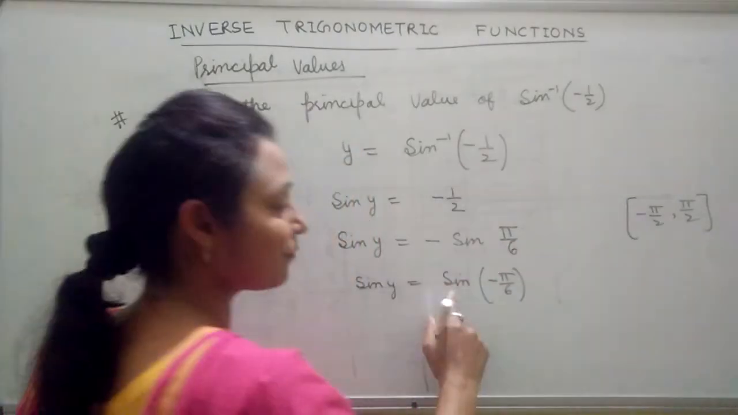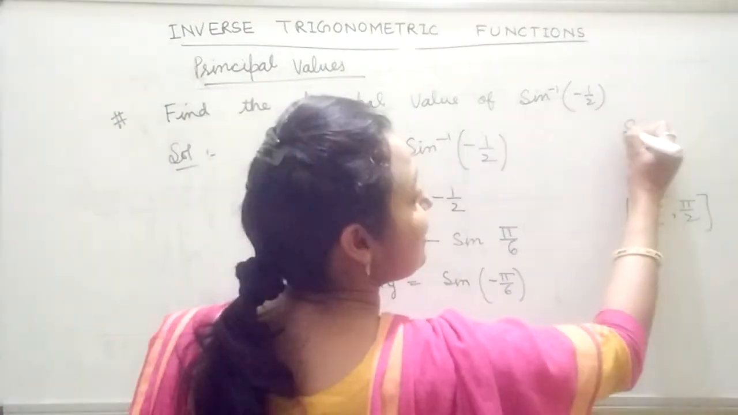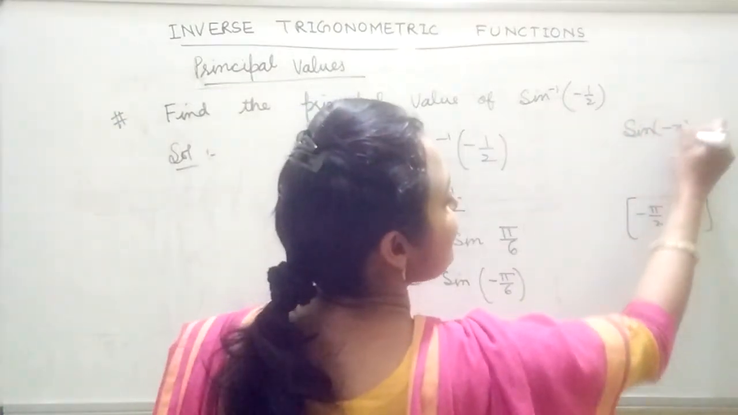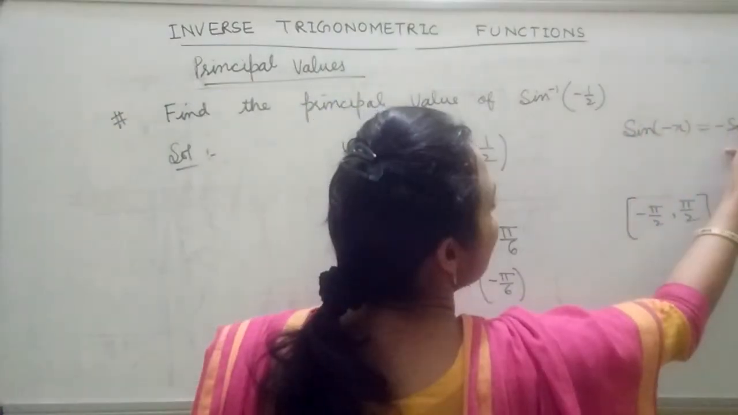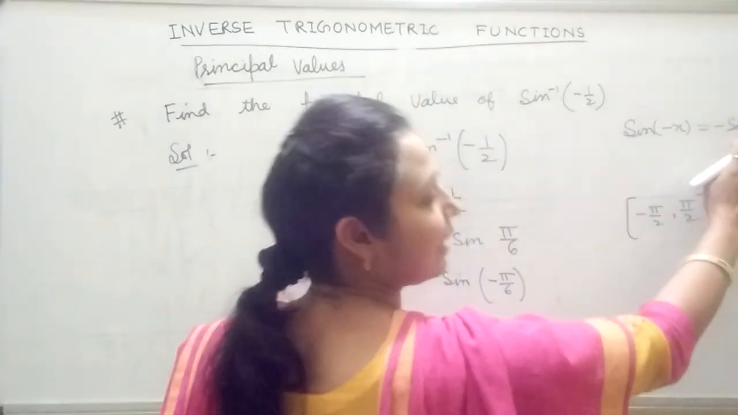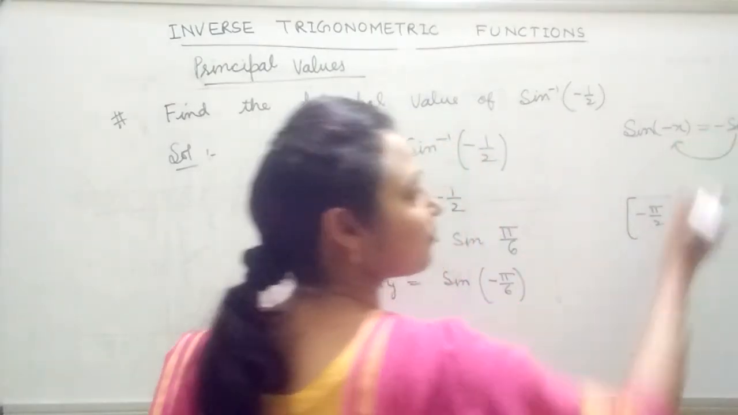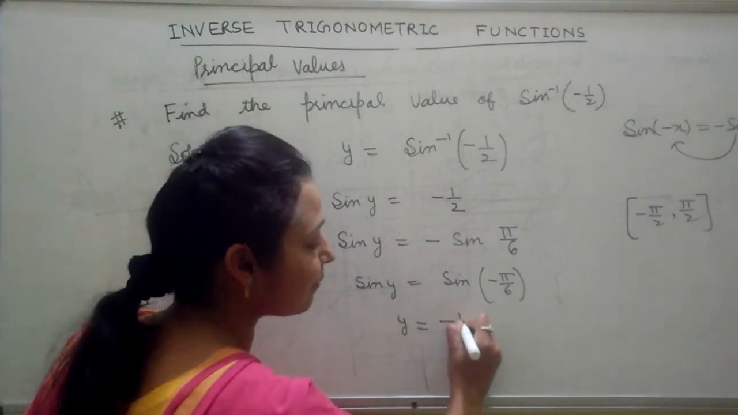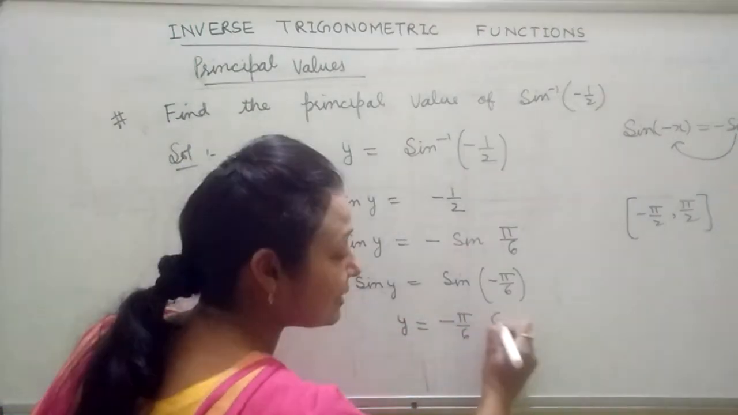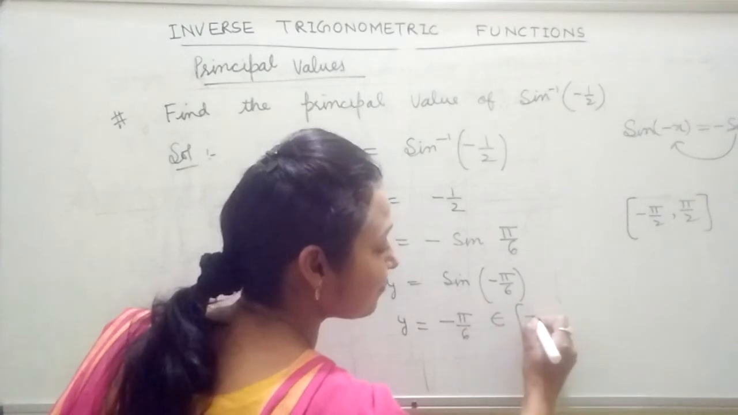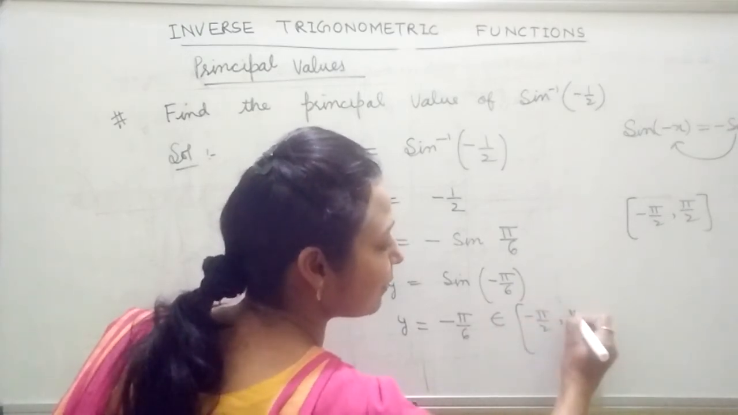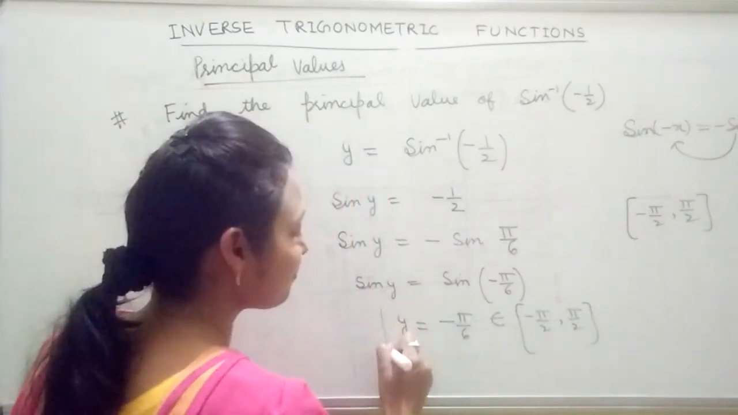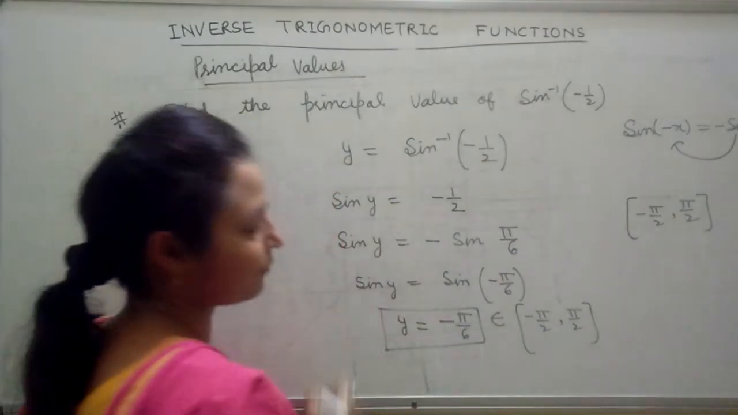Can we write this? Yes, the trigonometric property says this can be written as minus sine x. So we can write this in that form, and applying this formula, y equals minus pi by 6. Yes, it belongs to the range minus pi by 2 to pi by 2. So this is the principal value of that function.